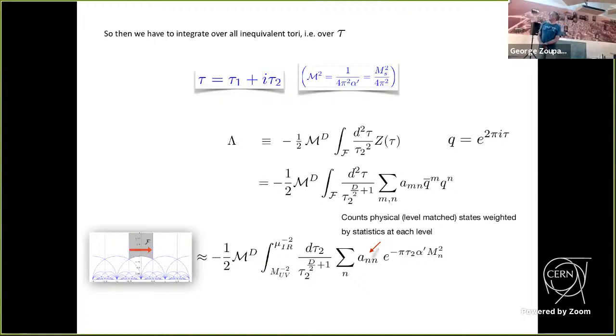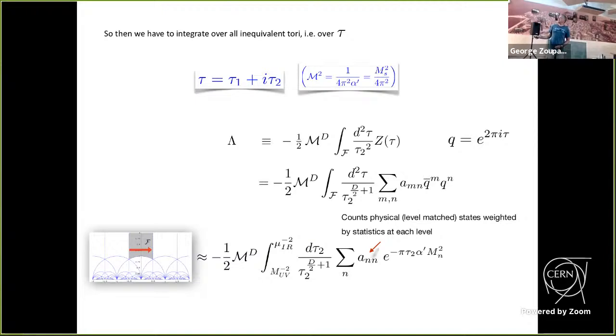So first of all, I'm going to do the integral for you. So the tau, I'm going to write as tau 1 plus i tau 2. So my Schwinger parameter now will be tau 2. So that's the imaginary part of tau. I'm also going to define m, which is a string scale. It's 1 over alpha prime, 4 pi squared alpha prime. Also m string squared on 4 pi squared. So it's a reduced string scale, essentially.